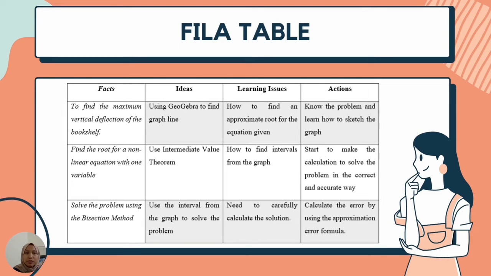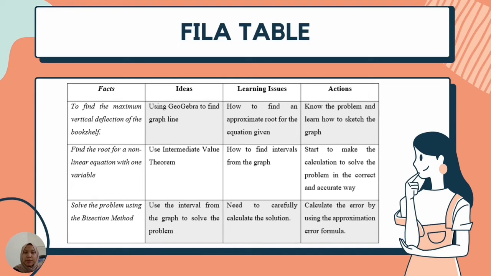Next is to find the roots for a nonlinear equation with one variable. The idea is to use the intermediate value theorem, and we have learned how to find the interval from the graph. The action needed to be taken is to make the calculation to solve the problem in the correct and accurate way.